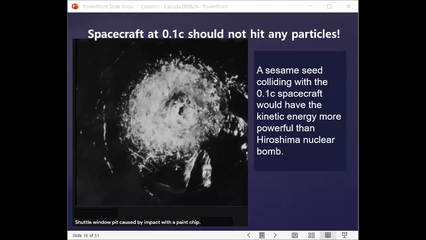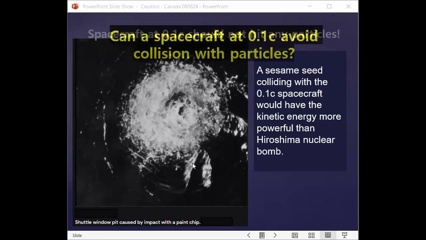So the basic idea here is that the spacecraft traveling at 0.1c should not collide with any particles. The problem is that various particles are widespread throughout space and they can pose a threat to a spacecraft. Then the ultimate question here is, can a spacecraft traveling at 0.1c avoid contact with any particles during the journey to the Alpha Centauri system?